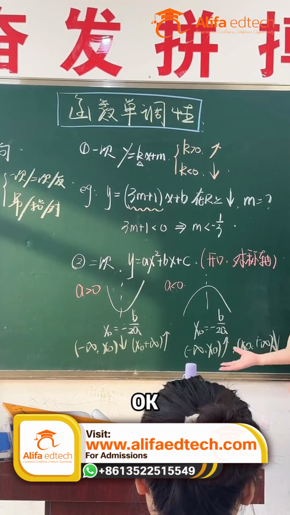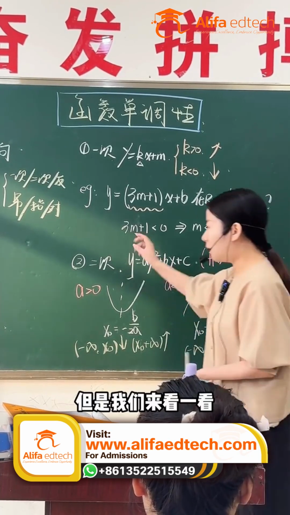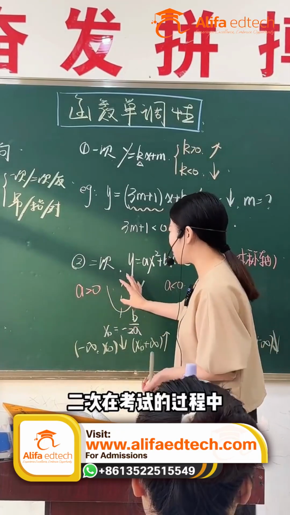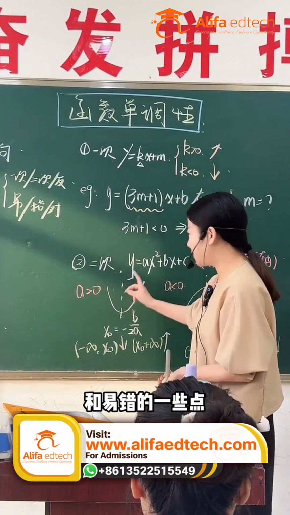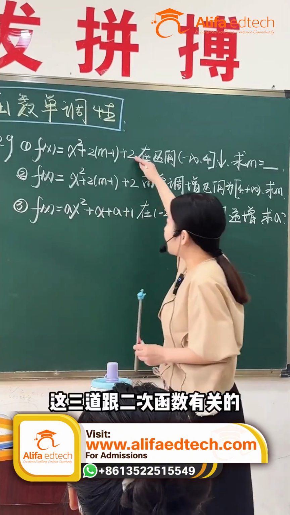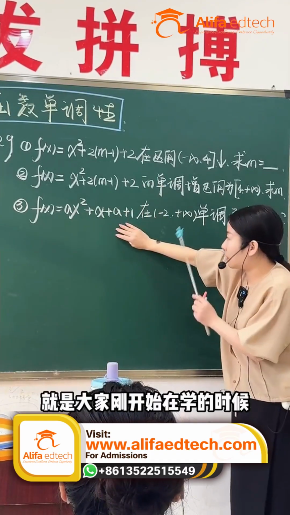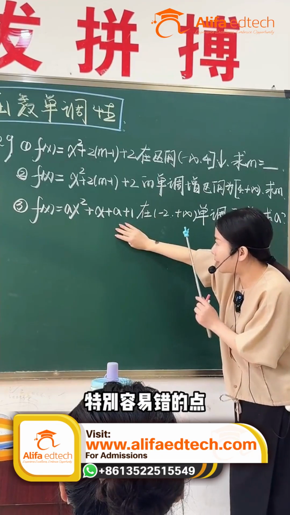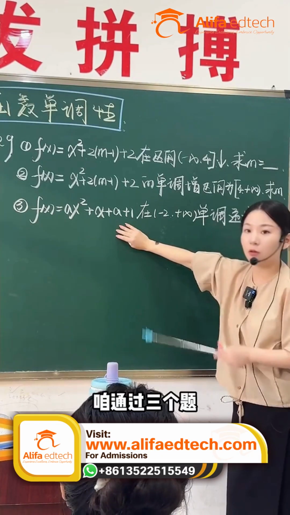Okay, the concept is very simple. But let's take a look at how quadratic functions appear in exams, some points that are particularly easy to get confused or make mistakes on, and the types of questions you'll be tested on. Let's look at these 3 problems related to quadratic functions. These are the points and areas of confusion where everyone easily makes mistakes when first learning. We'll use these 3 problems to explain it thoroughly.